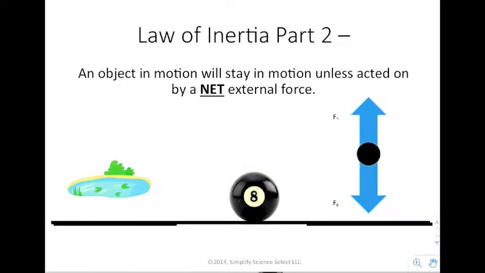Newton's first law of motion, the second part, says an object in motion will stay in motion unless acted on by a net external force. And we saw this in the lab. When you take the ramp and the ball and you allow it to roll, it continues to roll a long distance unless there's an external force acting on that.